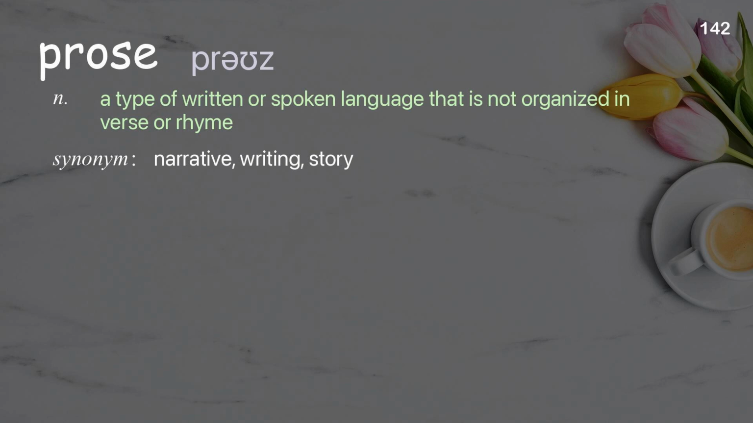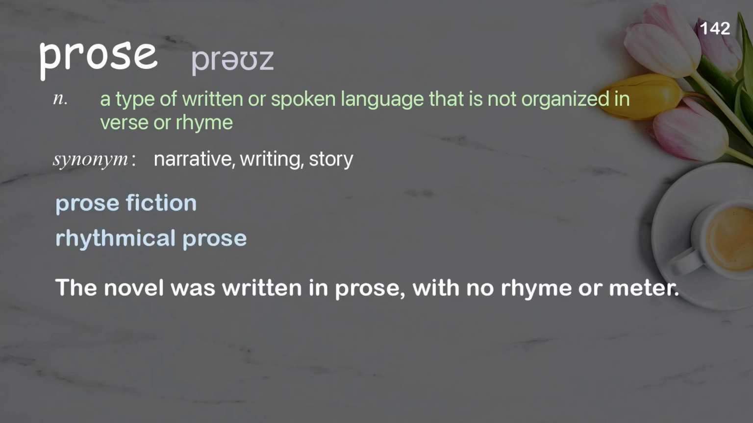Prose. A type of written or spoken language that is not organized in verse or rhyme. Examples: Prose fiction. Rhythmical prose. The novel was written in prose, with no rhyme or meter.